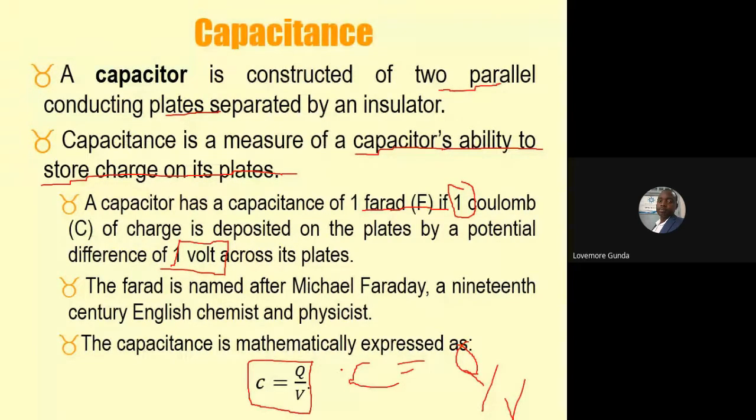This is a very important formula to remember when dealing with capacitors. C is equal to Q over V.